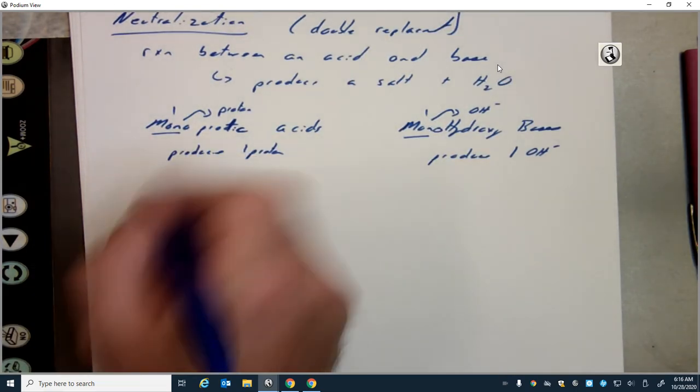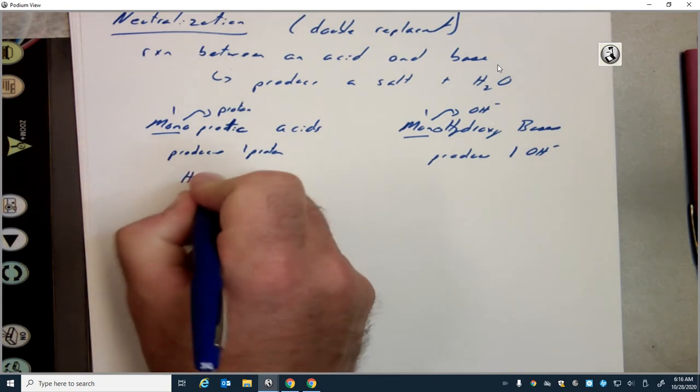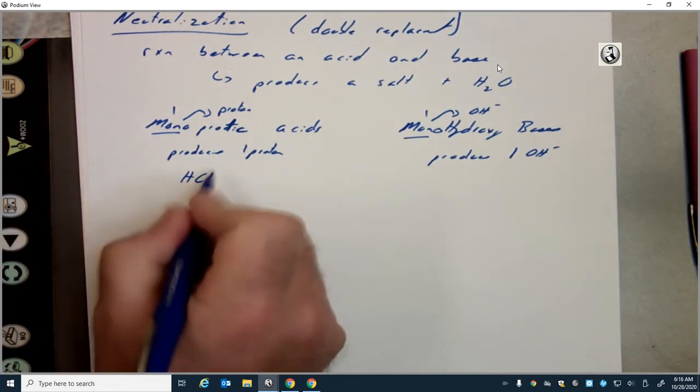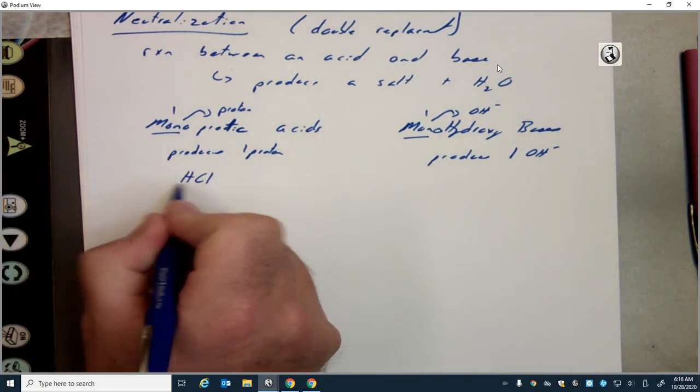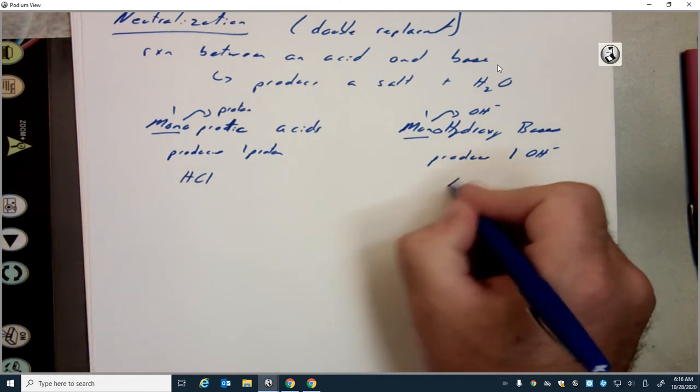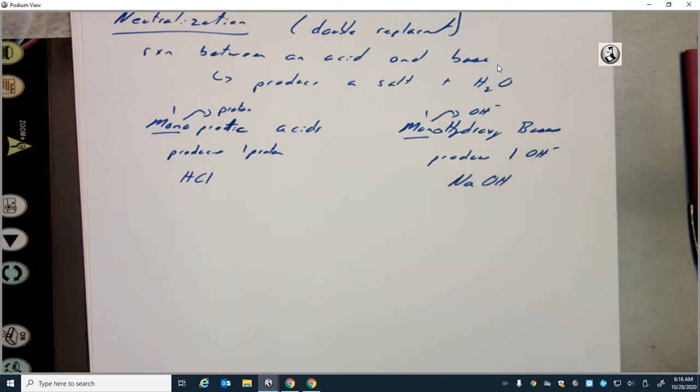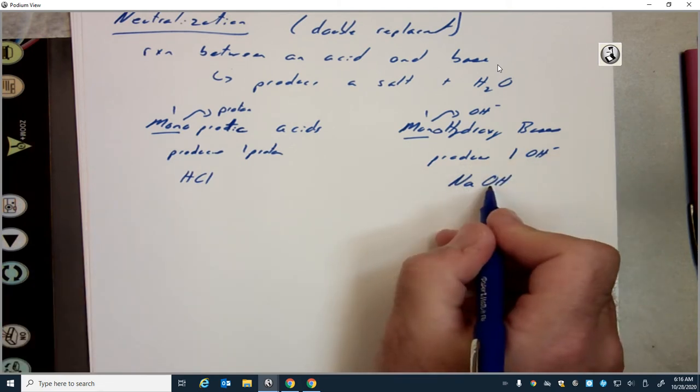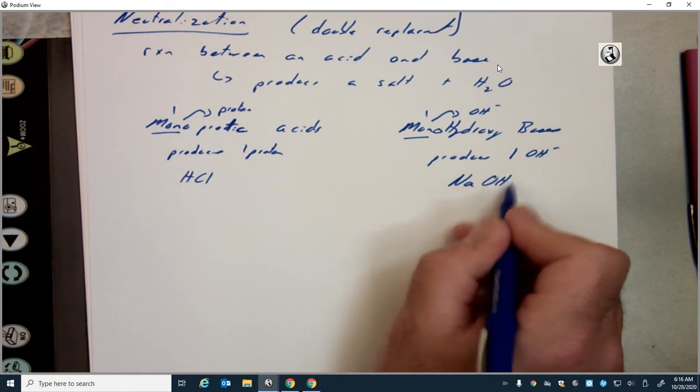Now, for example, hydrochloric acid. Okay, that's a monoprotic acid. It'll only produce one H plus because it only has one. NaOH. This is a monohydroxy base because it'll only produce one OH minus.